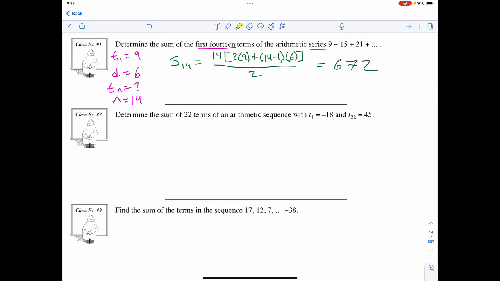Alternately, if I'm asked to determine the sum of the 22 terms of an arithmetic sequence where term 1 is negative 18 and term 22 is 45, then in this case, I know that term 1 is negative 18. I don't know what my common difference is. I know that my Tn, or the value of the last term, is 45. And I know that my n is 22 for the 22 terms in here.